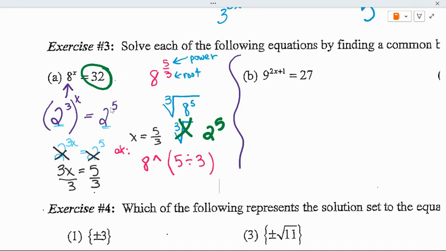Okay? So, what can I do to 9? What base can I write that as? 3? 3 what? 9 is the same thing as 3 squared. Okay? So, really, I'm going to change 9 and rewrite it as 3 squared to the 2x plus 1 power. How can I rewrite 27, Nathan? How can I rewrite 27 with a base of 3? Look at your power chart. Look at Michael's power chart. Look at someone's power chart.